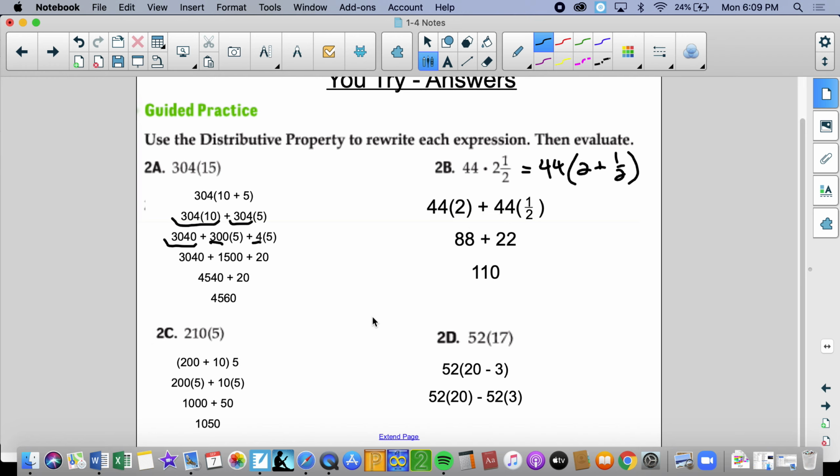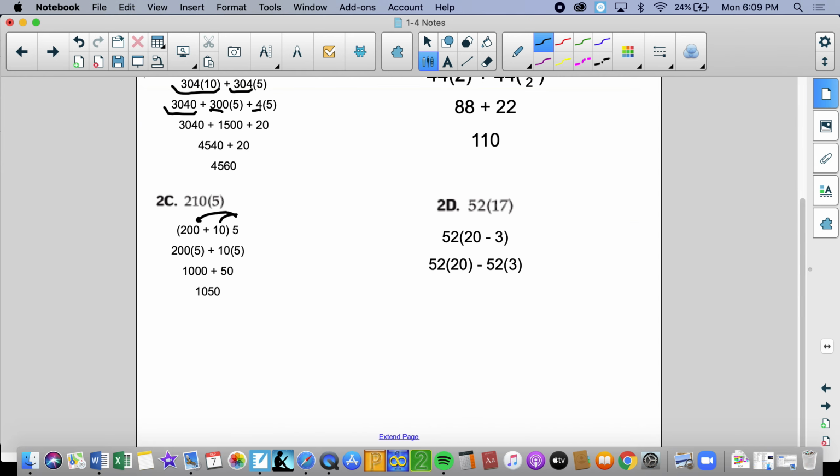210 times 5. So I'm going to break the 210 into 200 plus 10 times 5, and then I'm going to distribute. Notice we can backwards distribute. 200 times 5 plus 10 times 5. 200 times 5 is going to give me 1,000. 10 times 5 is 50, and that's an easier one.